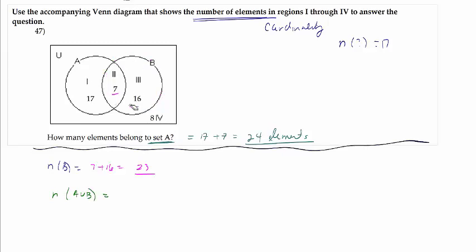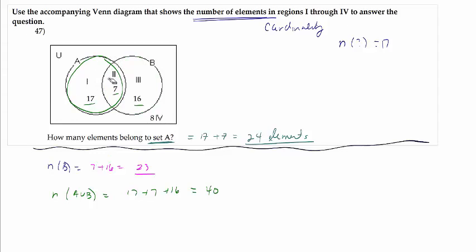Okay, so again, coming up here, let me go ahead, I'm just going to color them in. So A is going to be anything in here, B, anything in here. So the union contains everything inside of here. So I've got all three of these. So 17 plus 7 plus 16, and that's going to give me 40. So there's 40 elements in the union.